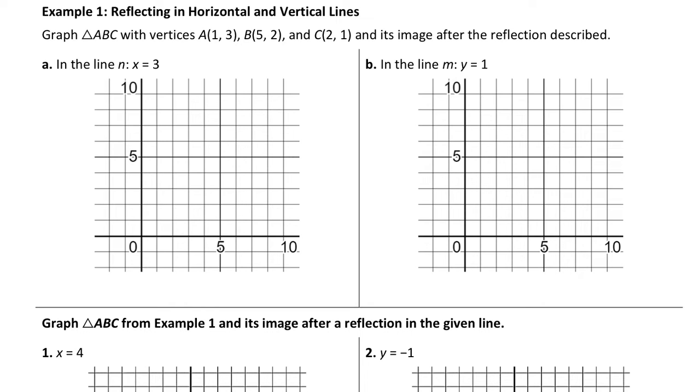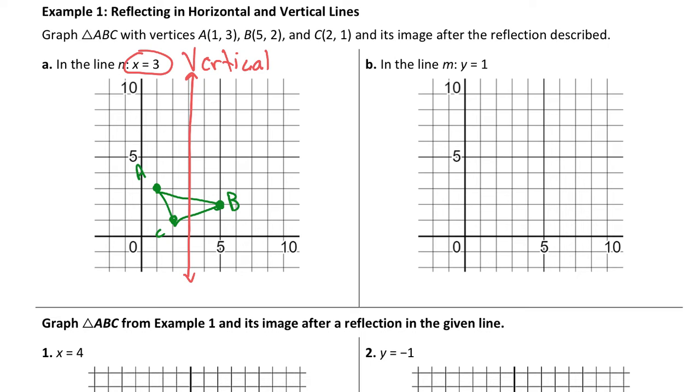So we're going to graph triangle ABC and its image after a given reflection. So ABC is going to be 1, 3, 5, 2, and 2, 1. Okay, and that's A, B, C. Now, we are reflecting it over the line x equals 3. And I want you to write this down, that x equals 3 is a vertical line with an x value of 3. So x equals 3 will be 1, 2, 3. We're reflecting it over this vertical line.